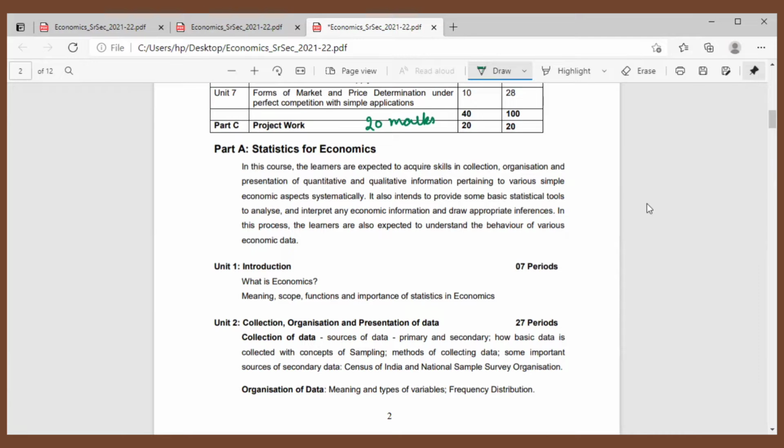So let's start from unit 1, which is the introduction part. This unit includes topics such as the meaning of economics, scope of economics, and the functions, importance, scope, and meaning of statistics in economics. All these topics are covered in unit 1, that is introduction. And then we have unit 2, which is collection, organization, and presentation of data. The combined weightage of unit 1 and unit 2 is 13 marks.